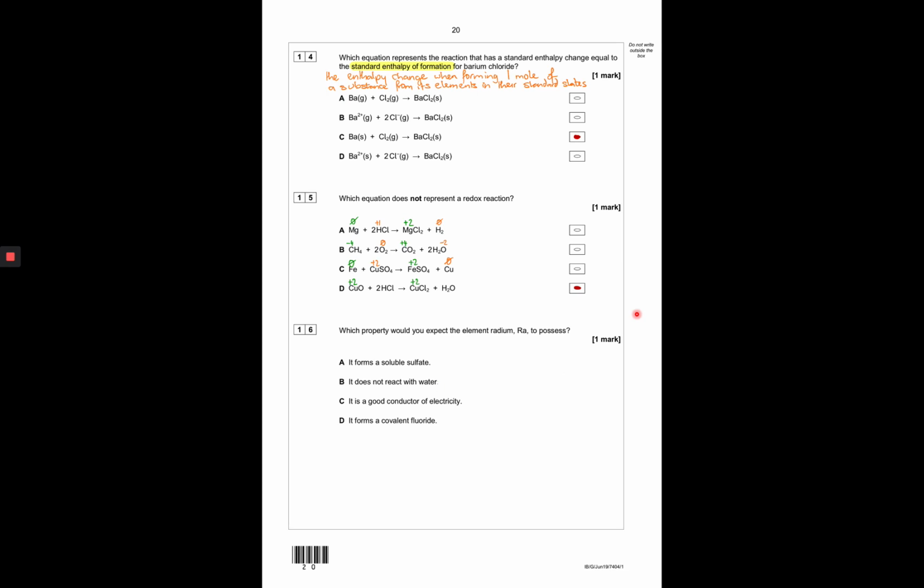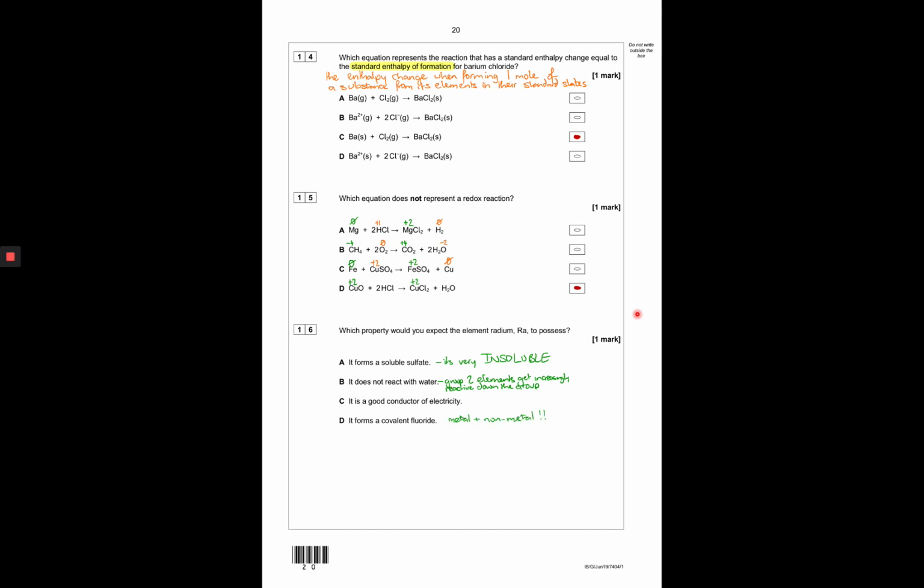Which property would you expect the element radium to possess? It is very insoluble, because we know that barium is very insoluble and radium is below barium, and the trend was that sulfate compounds got more insoluble as you went down the group. It does not react with water. Well, again, going down the group, the reactivity with water increased. Good conductor of electricity.